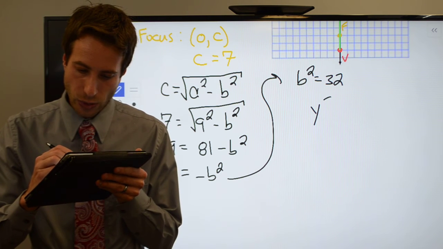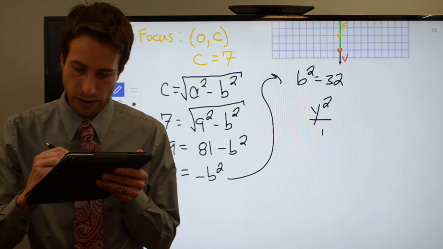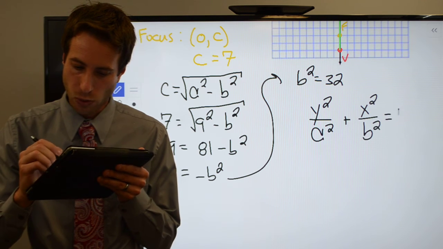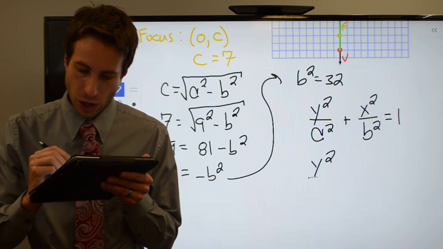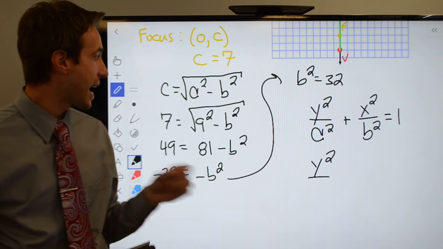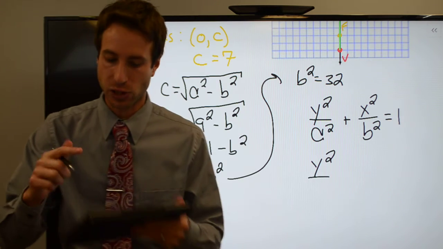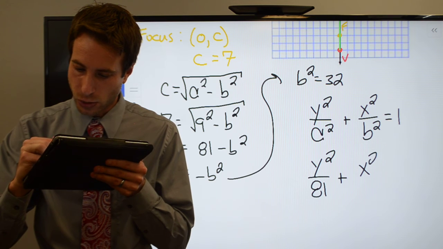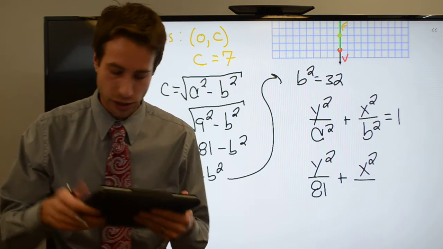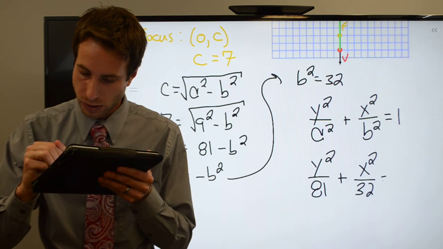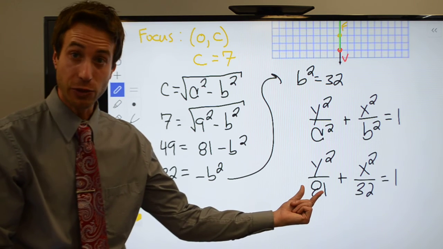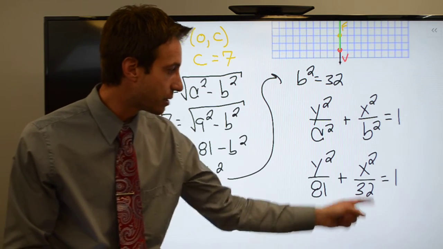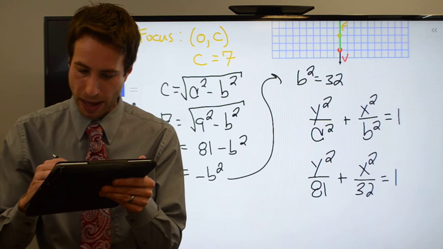Remember, it is y squared over a squared plus x squared over b squared is equal to 1. And here we go. What is a? Well, we already talked about it. A was 9, so 9 squared is 81. Plus x squared over, we already did it, b squared is 32. Remember, the major axis has to be bigger than the minor axis, and it is. 81 is bigger than 32, so I feel really good about that.